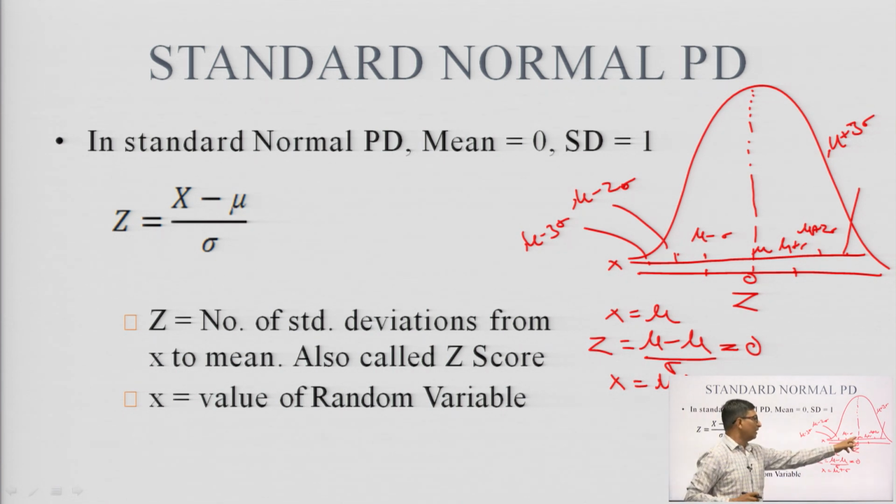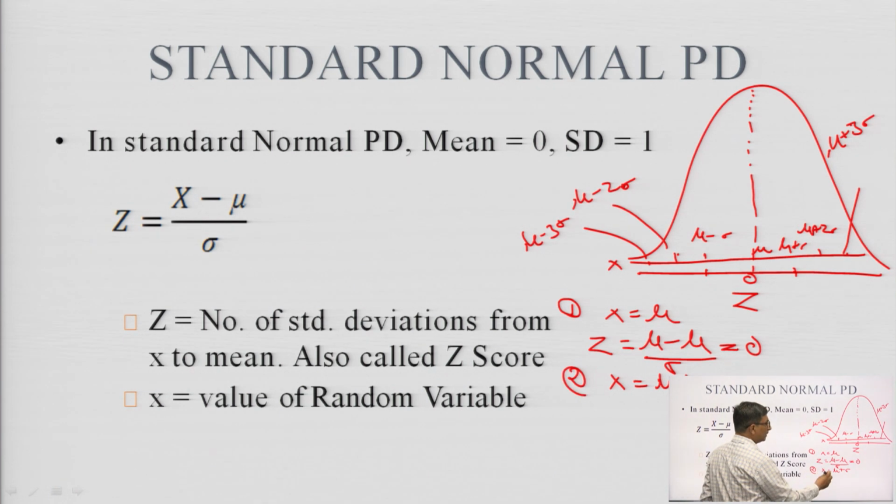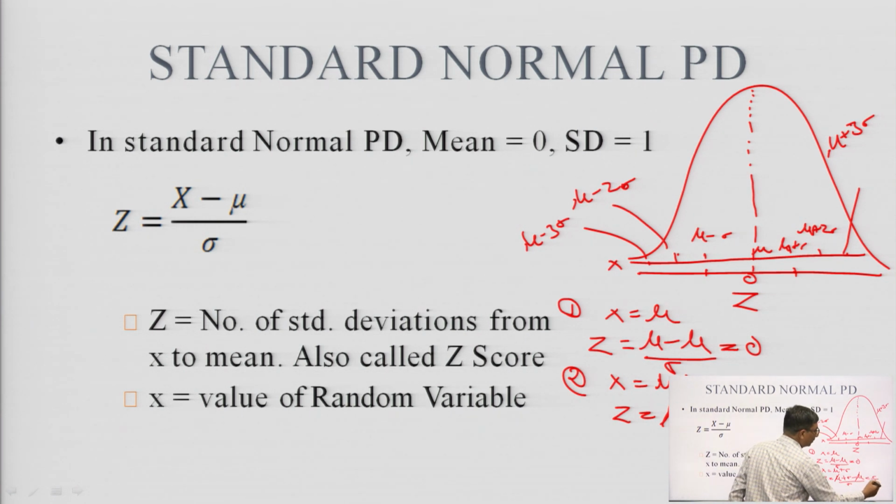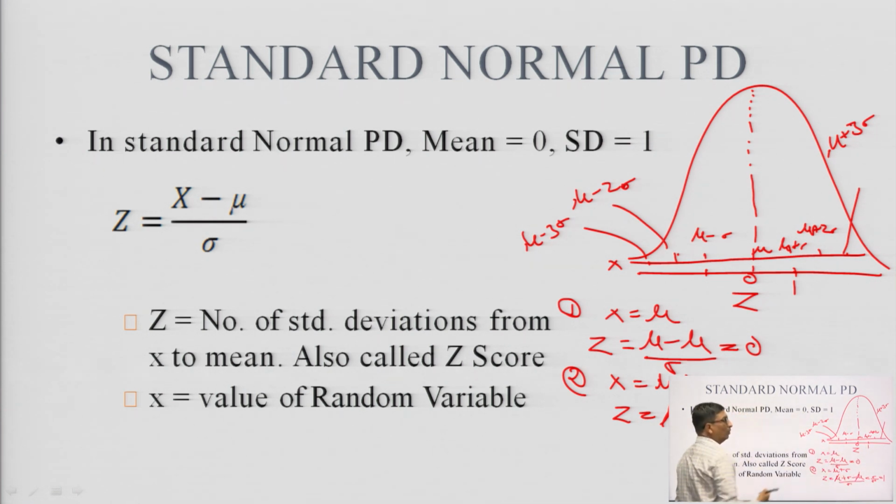At this point the value of the random variable is mu, and we get z equal to mu minus mu upon sigma, which is equal to 0. So z equals 0 at this point. For the second case, x is equal to mu plus sigma. So z equals mu plus sigma minus mu upon standard deviation, and mu cancels out, giving sigma upon sigma, which is equal to 1. So the value of z is 1 here, and similarly we calculate z for mu minus 1 standard deviation, and it will be minus 1.